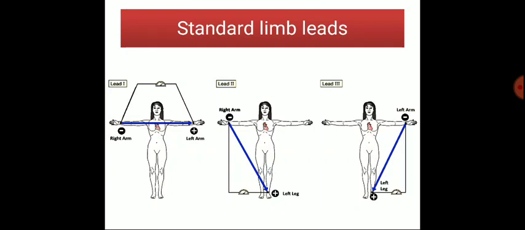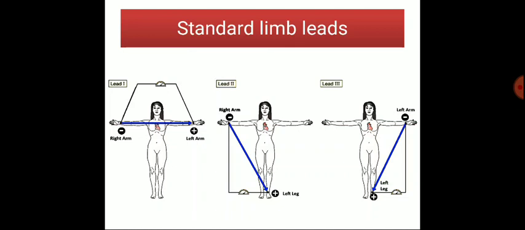In the three standard limb leads, the two active electrodes are connected as follows. In lead 1, they are connected to the left arm and the right arm. The right arm is negatively charged, connected to the negative terminal of the ECG machine, and the left arm is connected to the positive terminal. The current flows from the right arm to the left arm, from negative to positive.